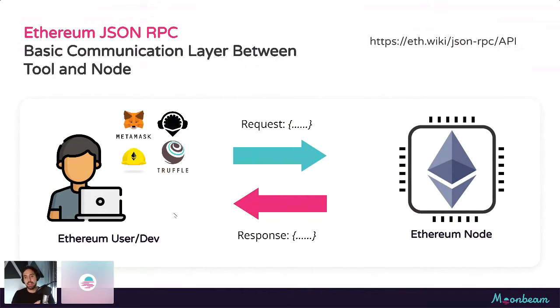And so that is the path of a request from an Ethereum tool to an Ethereum node and then back to that Ethereum tool. It makes a communication layer that tools and the Ethereum nodes can interact with.